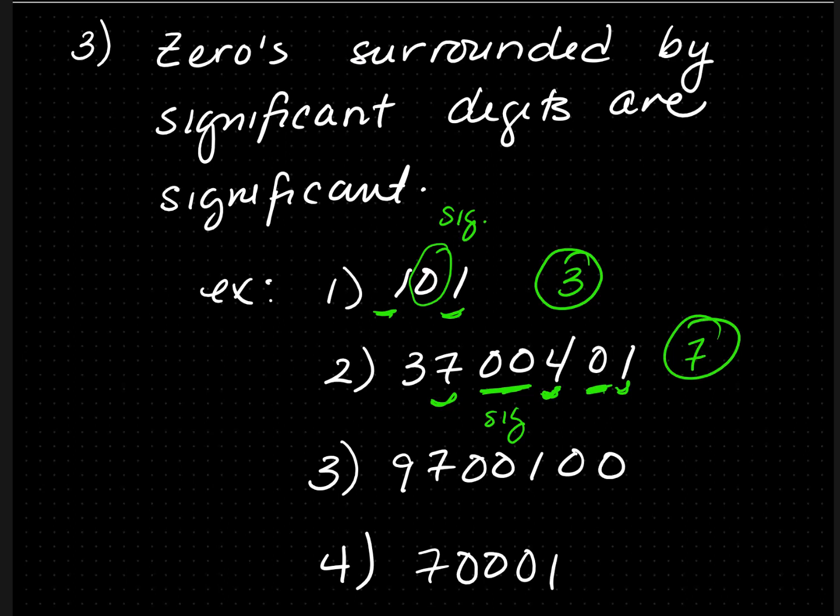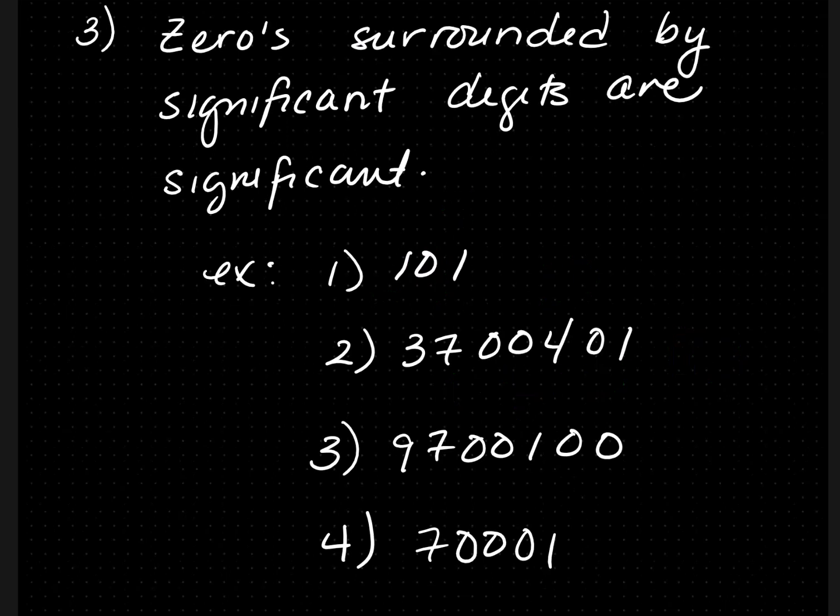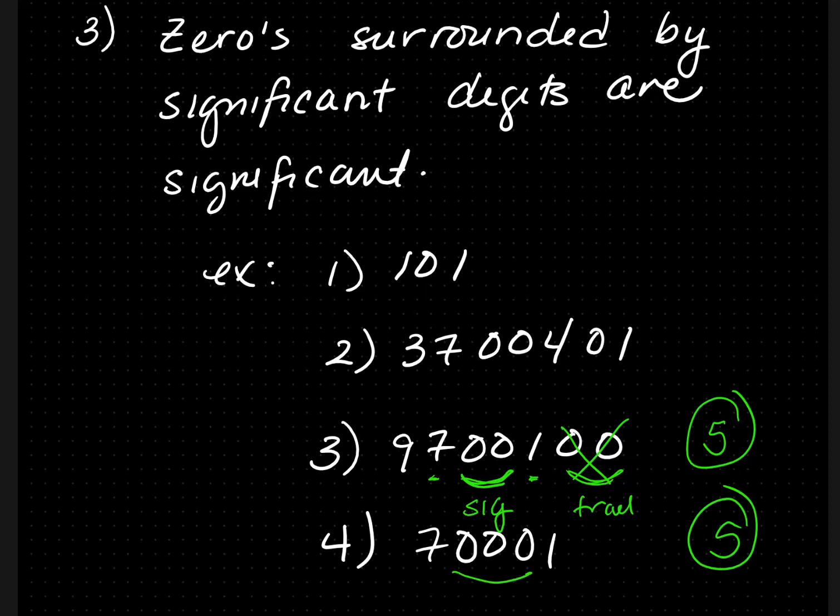Pause the video, try 3 and 4, and check your answer. So for number 3, there are 5 significant digits. The first set right here is surrounded by significant digits because they are non-zero digits. So 7 is non-zero, 1 is non-zero. So these zeros are significant. The last set of zeros are called trailing zeros. So these are not significant, so there should be 5. For number 4, there should also be 5. These zeros are surrounded by significant digits 7 and 1, so all the zeros are significant.